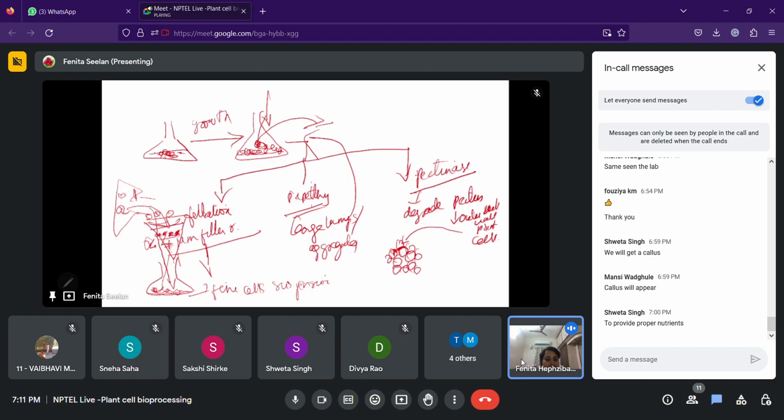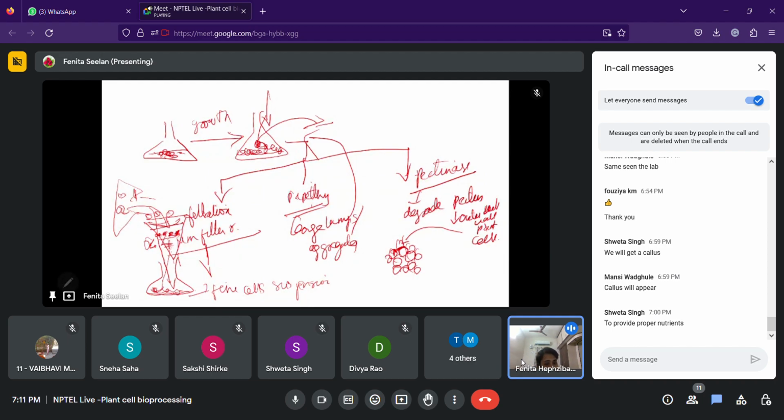So if you add pectinase, they will all disintegrate. They will become single cells instead of being together as a club. Instead of being together, they will become separate. So that is the purpose of using pectinase. Shweta, you are able to get that? Are you able to understand? Yes. So this will be the role of pectinase.